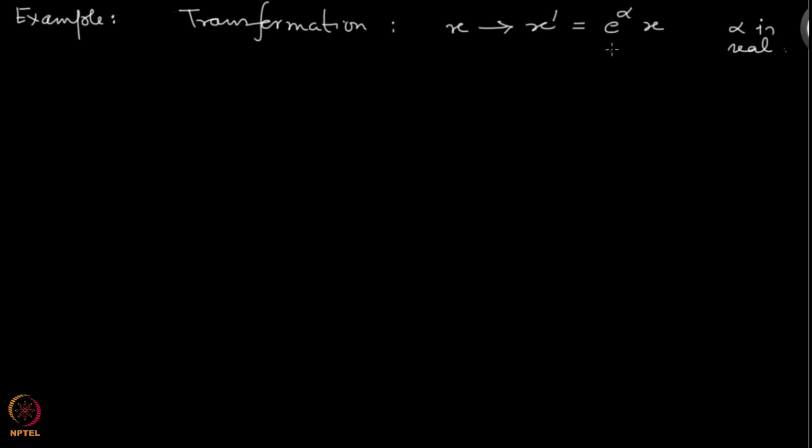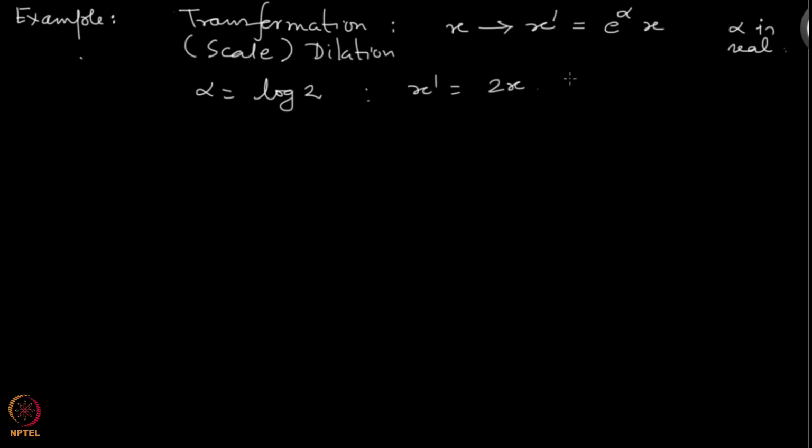This is called a scaling transformation, or scale transformation. It's also called dilation. For example, if you take alpha to be log of 2, then your x prime is 2x. That is all your coordinates x0, x1, x2 and x3, they are all being scaled up by a factor of 2. So that's why it's called scaling. You are just scaling it up, or you are dilating the coordinates.